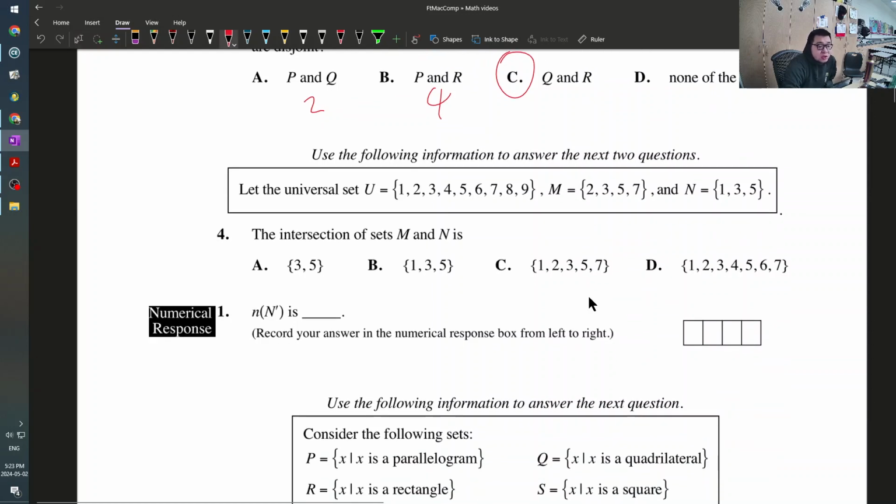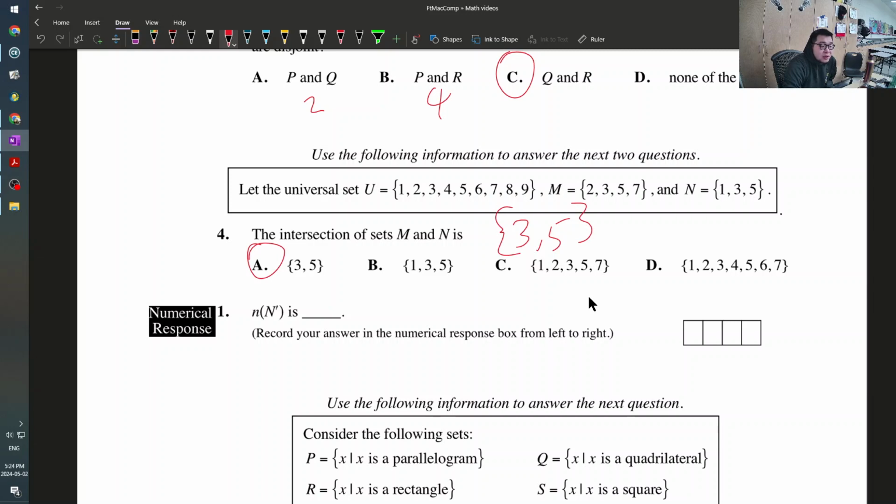Intersection means I only want the common elements. So M and N, 2, N doesn't have 2, so no 2. 3 is in both, so 3 is one of them. 5 is in both of them, and that's it. 7 is only in one. So the intersection is 3 and 5.